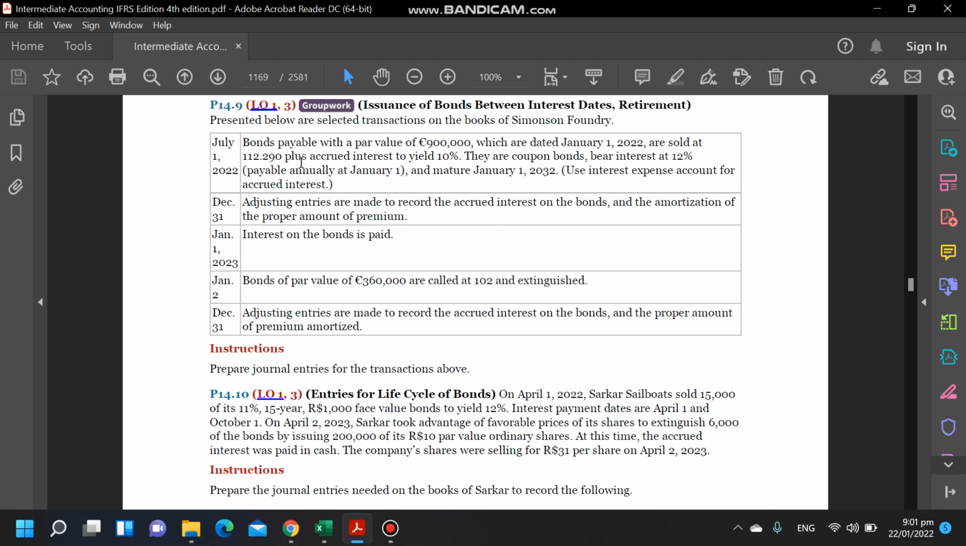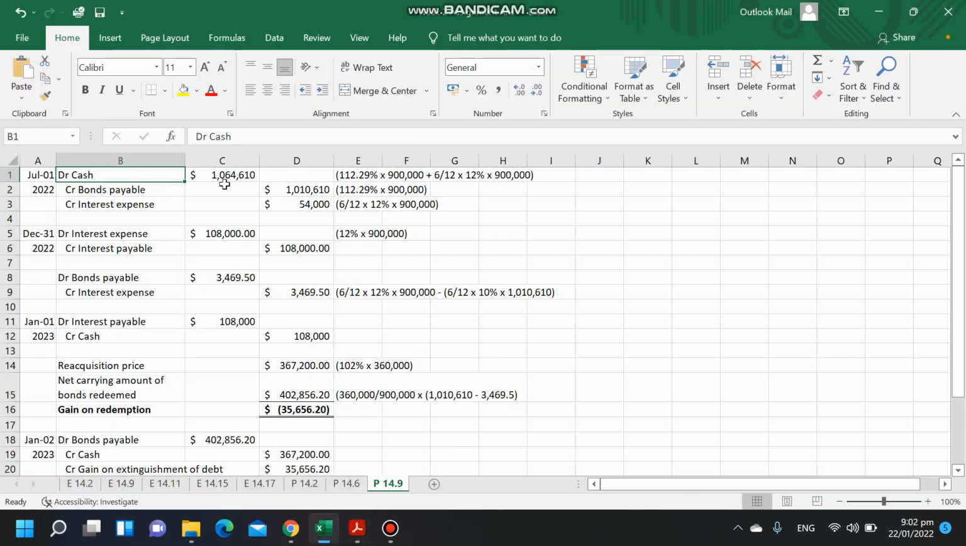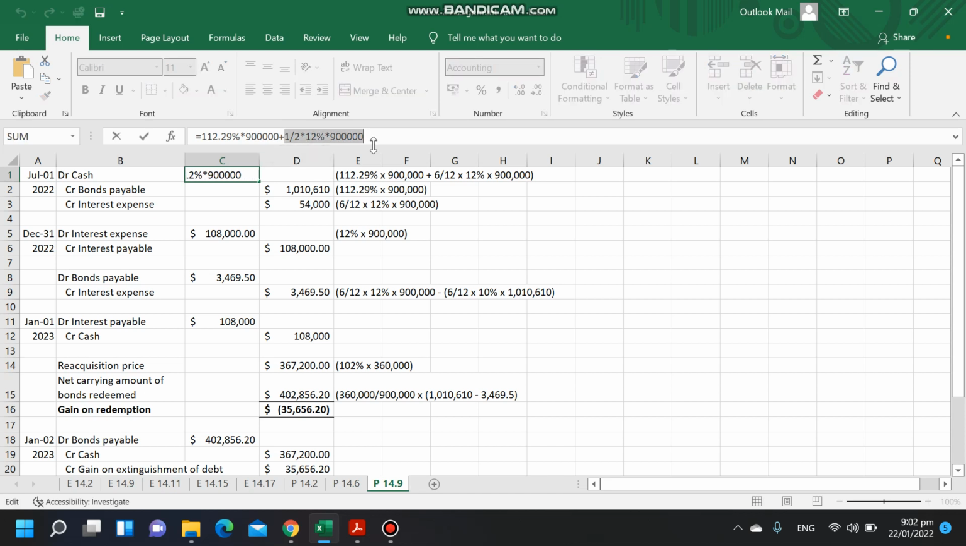we don't need to calculate again the present value because we already have the percentage sold, 112.29. So we'll just debit cash, which is 112.29% times 900,000 plus half of 12% times 900,000. So this is the accrued interest. Half because 6 over 12. Then times 12%, the stated interest rate, and then times the 900,000, the face value of the bonds.